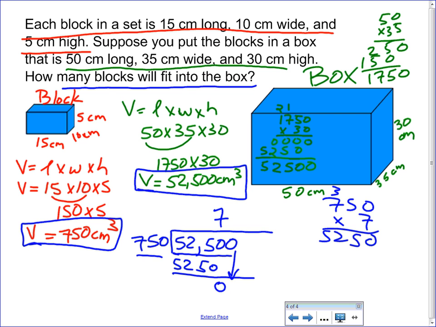Subtract, bring my 0 down, and 0. So how many times will 750 go into 0? Obviously, 0 times. So ultimately, we come to the conclusion that how many of the 750 cubic centimeter blocks will fit into a 52,500 cubic centimeter box? Our answer is 70 blocks.